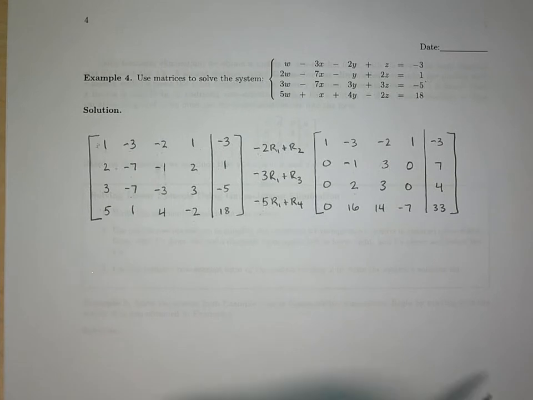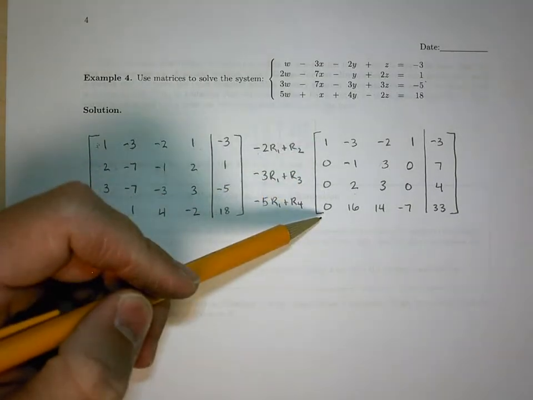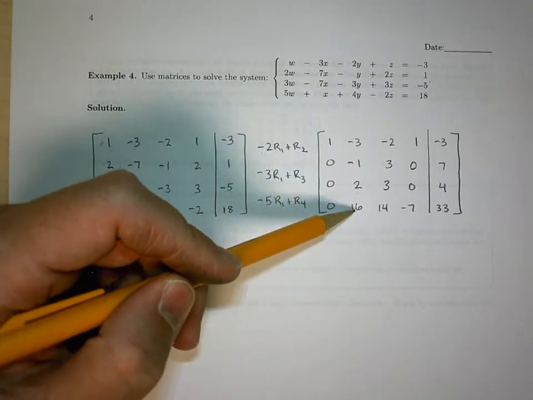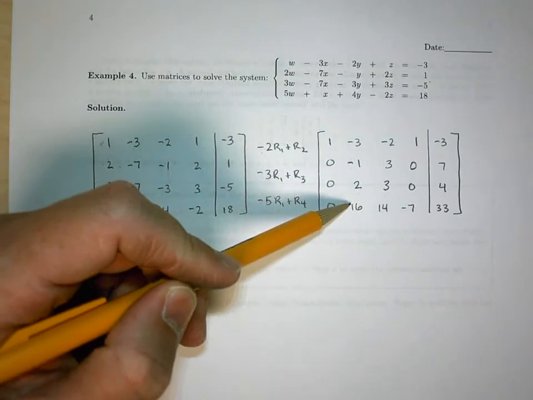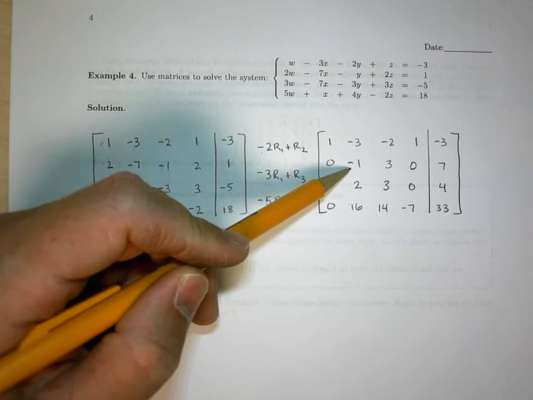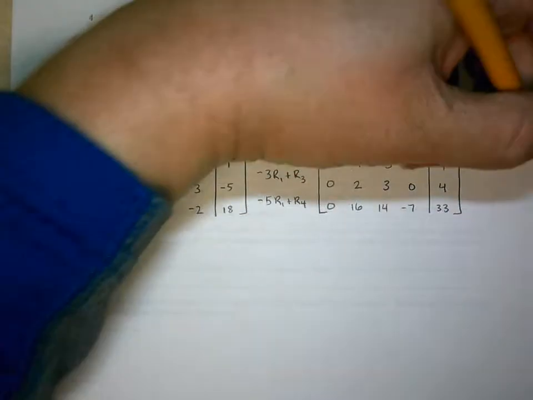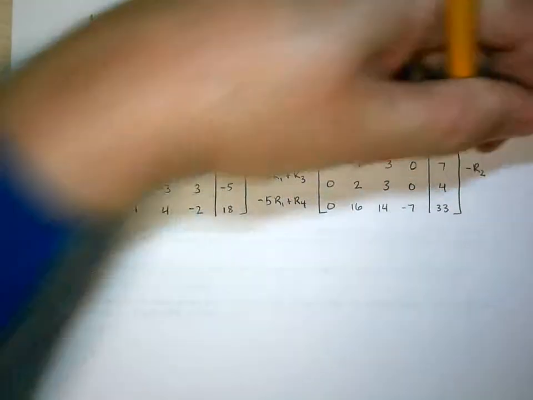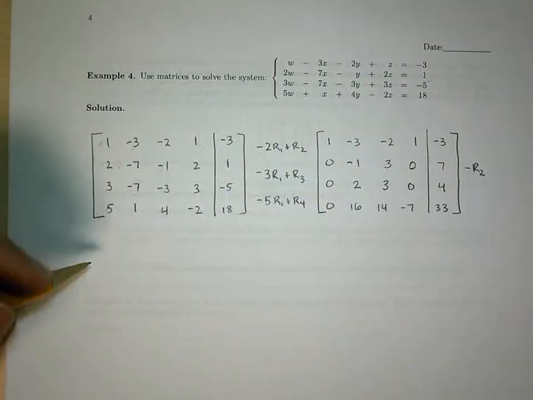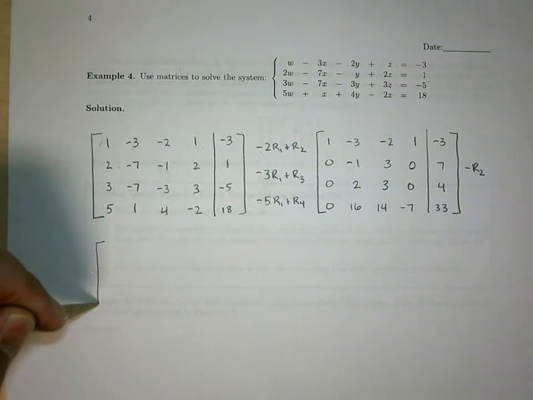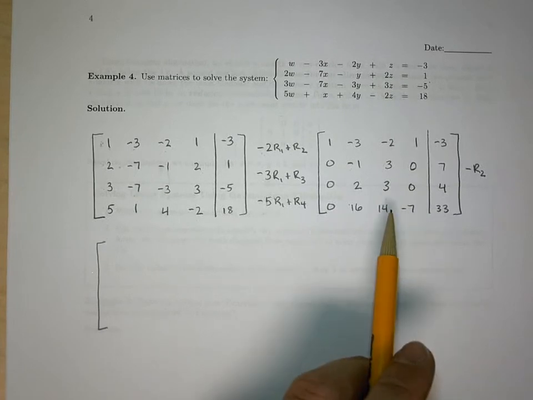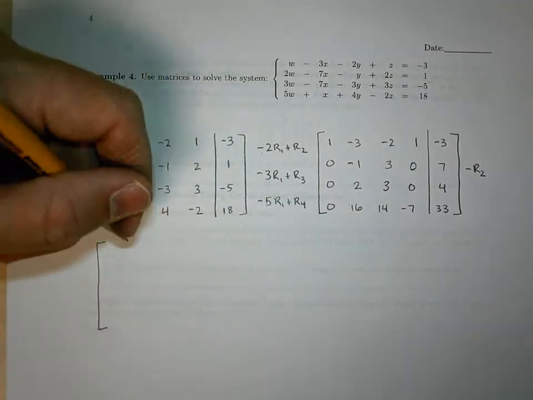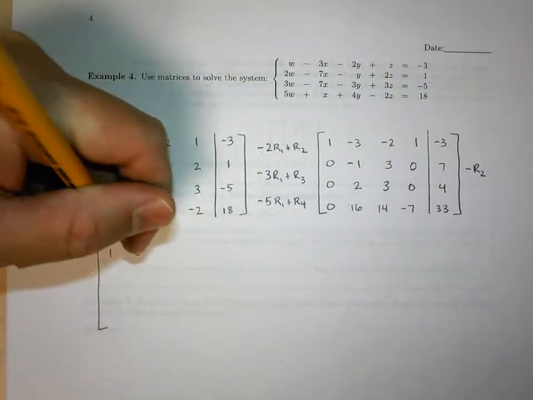Now that we've got the w column how we want it, let's make the x column how we want it. So it should start with a 1 in the second entry, then zeros below it. To make this a 1, we multiply by negative 1. Currently it is a negative 1, so multiplying by another negative 1 will make it 1. This has no effect on the first, third, and fourth rows. I'm only trying to mess with the second row right now. So I'm just going to rewrite the first, third, and fourth rows.